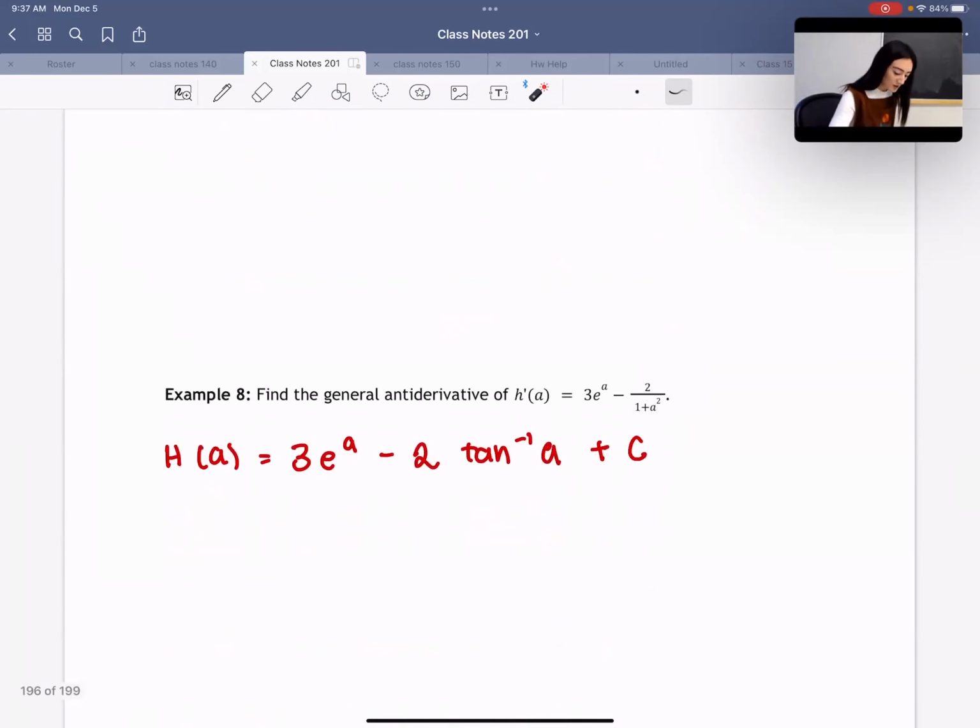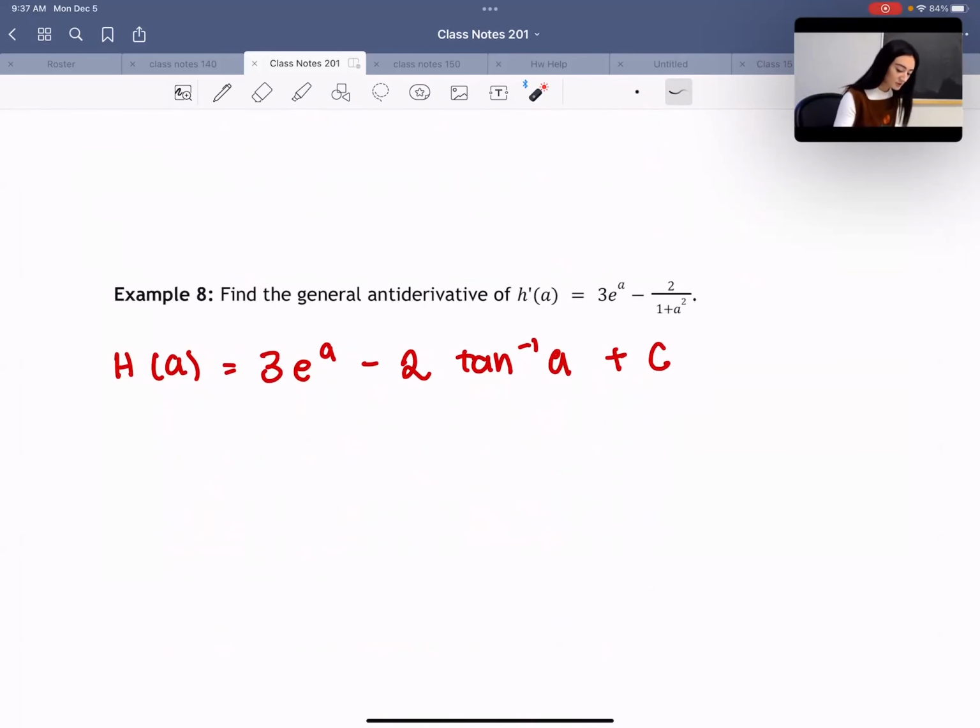All right, moving on to example number 8. This one looked a little bit weird at first because there was a fraction and 1 plus a squared, which I think scared everyone. But it actually wasn't as hard as I made it out to be. Maddie, do you want to take us through your steps here?